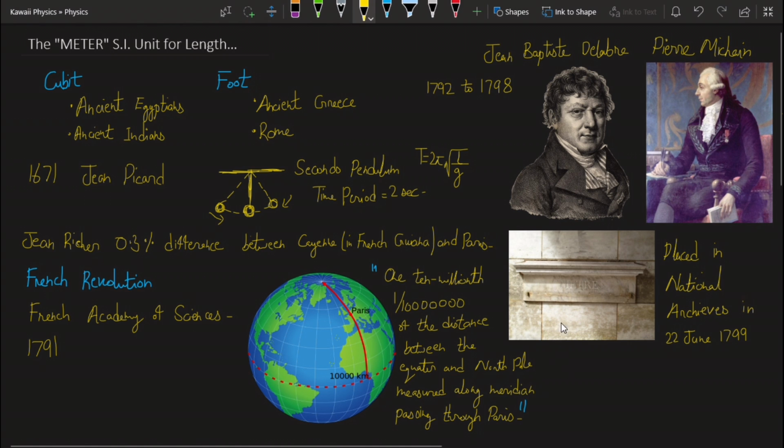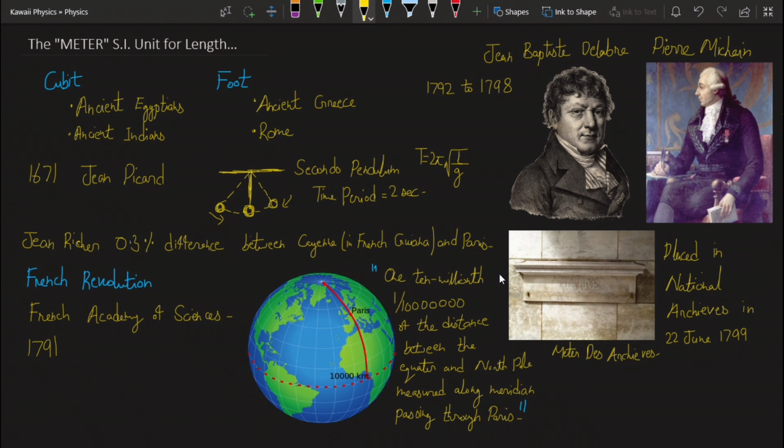Let me write it down. Meter des archives. So, as the definition and a physical object now ready to measure the meter, a lot of countries also adopted the metric system and also adopted the meter.